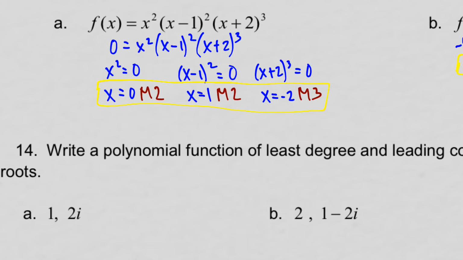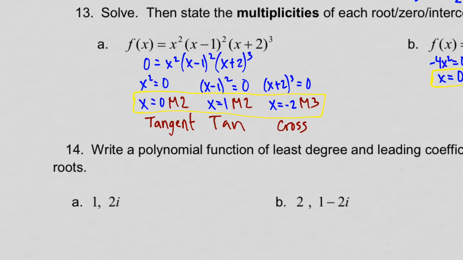So in this case, it's going to be tangent, or touches, right? Because the multiplicity is even. This one also is tangent. And the last one crosses because the multiplicity is odd. We look for the multiplicity, not for the value of the number. This number is odd, but it has nothing to do with if it touches or crosses. The multiplicity is the one that tells you.